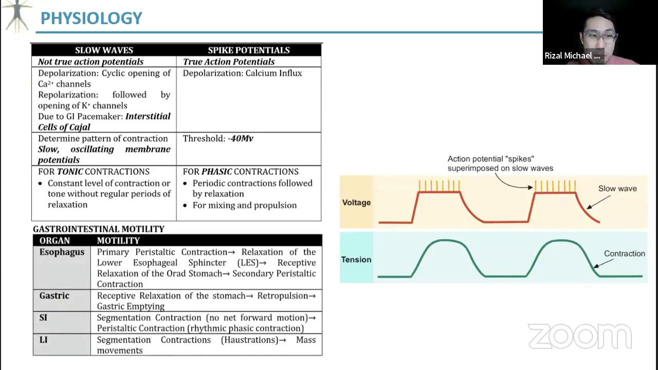So these are the GI motility. So sinummarize ko lang dito sa slide na to kung ano yung makikita. So usually they don't ask the very detail of motility. They would usually ask saang organ mo makikita yung mass movement. Sino yung may house striations. Sino yung walang net forward movement. Ganon. Okay? So it's in this table and it's also in your handout. Pero naka-bullet siya sa handout nyo.